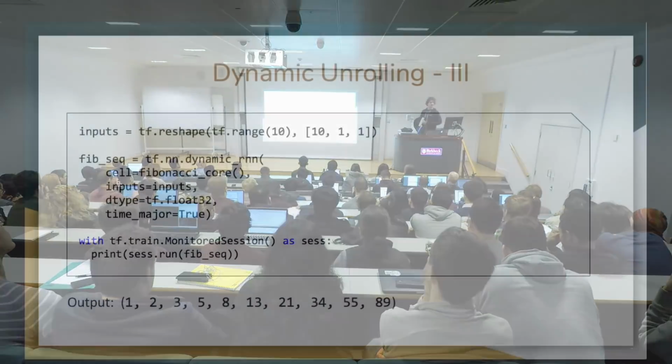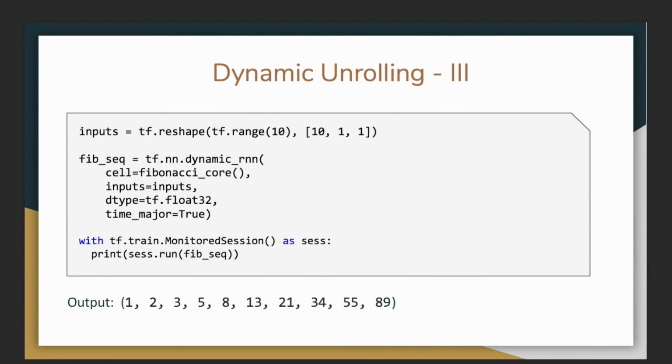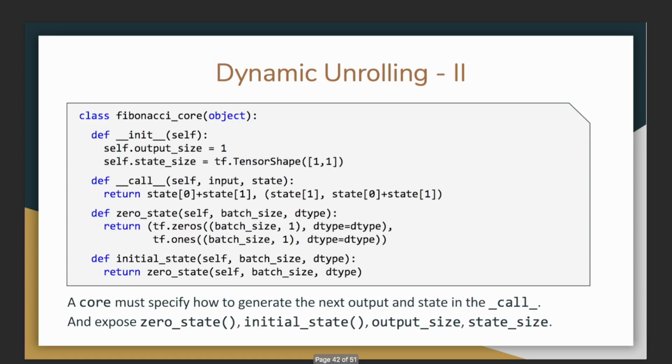You use the dynamic RNN, you specify a Fibonacci core, you specify some inputs, which we don't really care about, and a type, floats, time major. This just specifies whether you want the batch dimension or the time dimension. This is some technicalities, which you can look into in more detail later. But the core thing I want to show you is that just by defining the core, you can get the unrolling for free. And this happens dynamically and in a very efficient way, just out of the box.